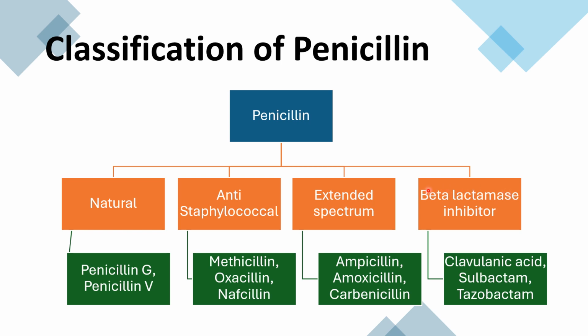Beta-lactamase is an enzyme that is produced by bacteria to degrade the beta-lactam ring of penicillin, and thus inhibit the action of penicillins against bacteria. So these drugs inhibit this enzyme produced by bacteria and cause the penicillins to be effective.